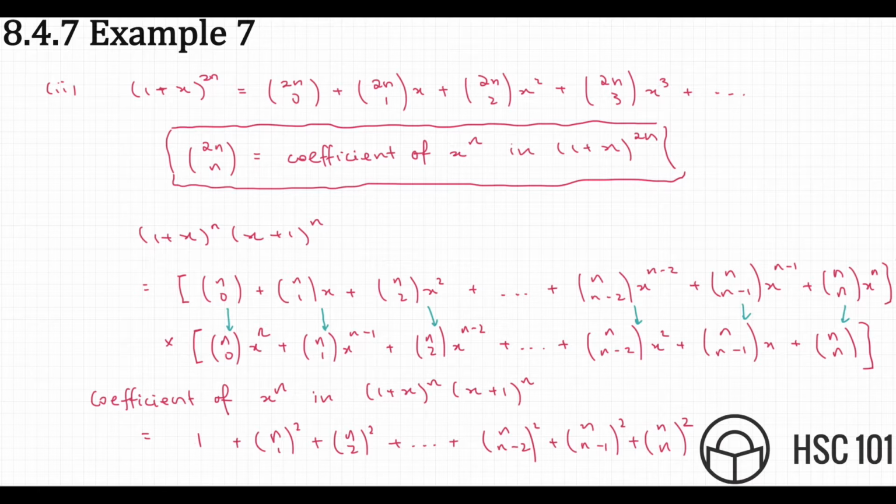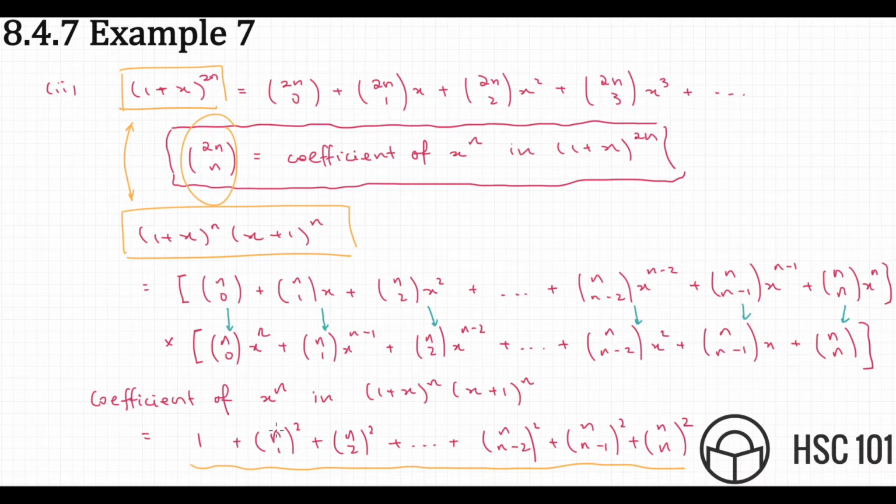And since this expression over here is identically equal to (1 + x)^(2n), when we expand these two expressions, they must have the same x to the power of n term. So 2nCn, which represents the coefficient of x to the power of n in the first expression, must therefore be equal to 1 plus nC1 squared plus nC2 squared plus dot dot dot all the way to nCn squared, which is the coefficient of x to the power of n in our second expression. Given the equality of the two expressions, 2nCn must therefore be equal to all of this.